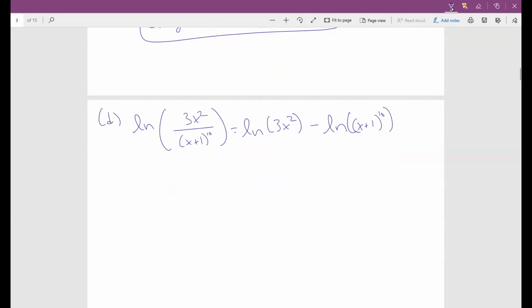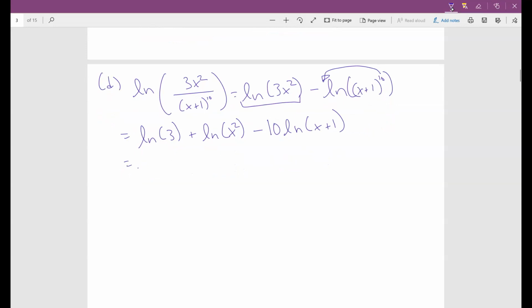So notice that this first guy, you can actually further break up as ln of 3 plus ln of x squared. Minus this guy, I can bring the 10 to the front, so 10 ln of x plus 1. So then finally, this ln of 3 stays the same. The 2 can go to the front, so 2 ln of x. And then this guy stays the same. Oops, this should be a minus. And then this stays the same, 10 ln of x plus 1.